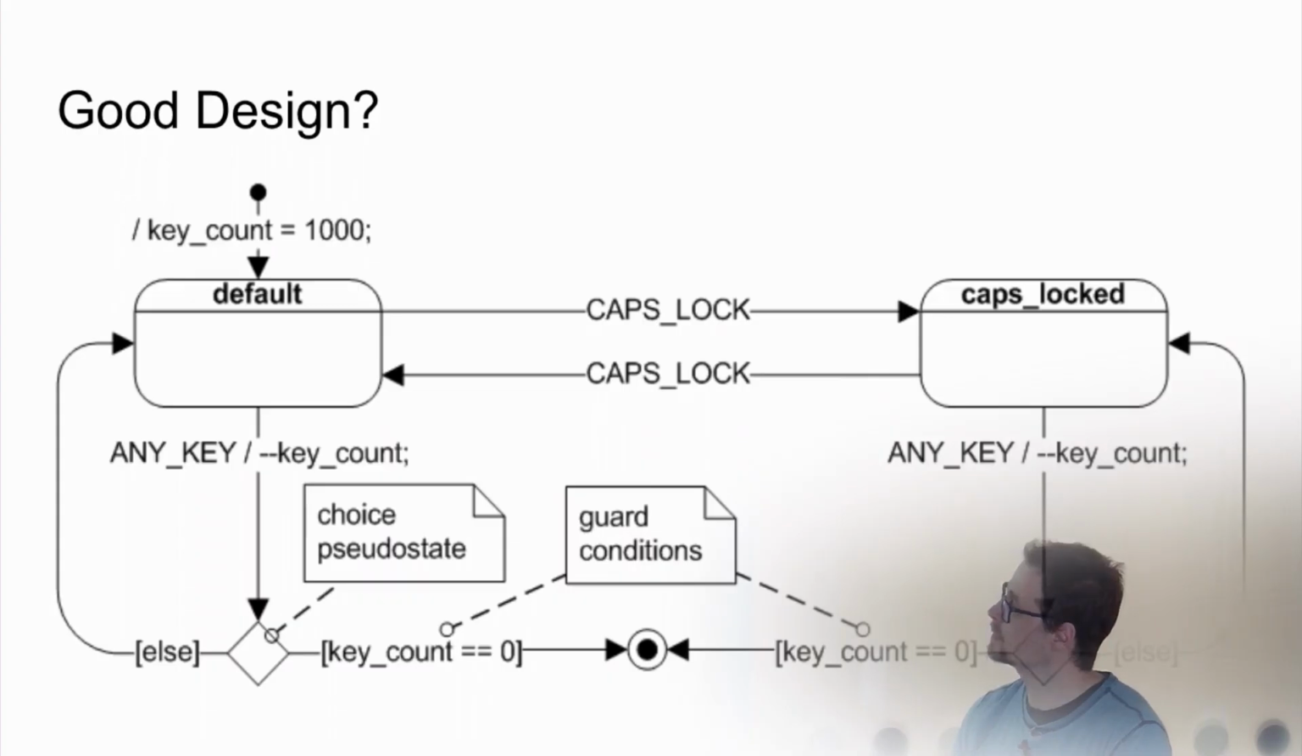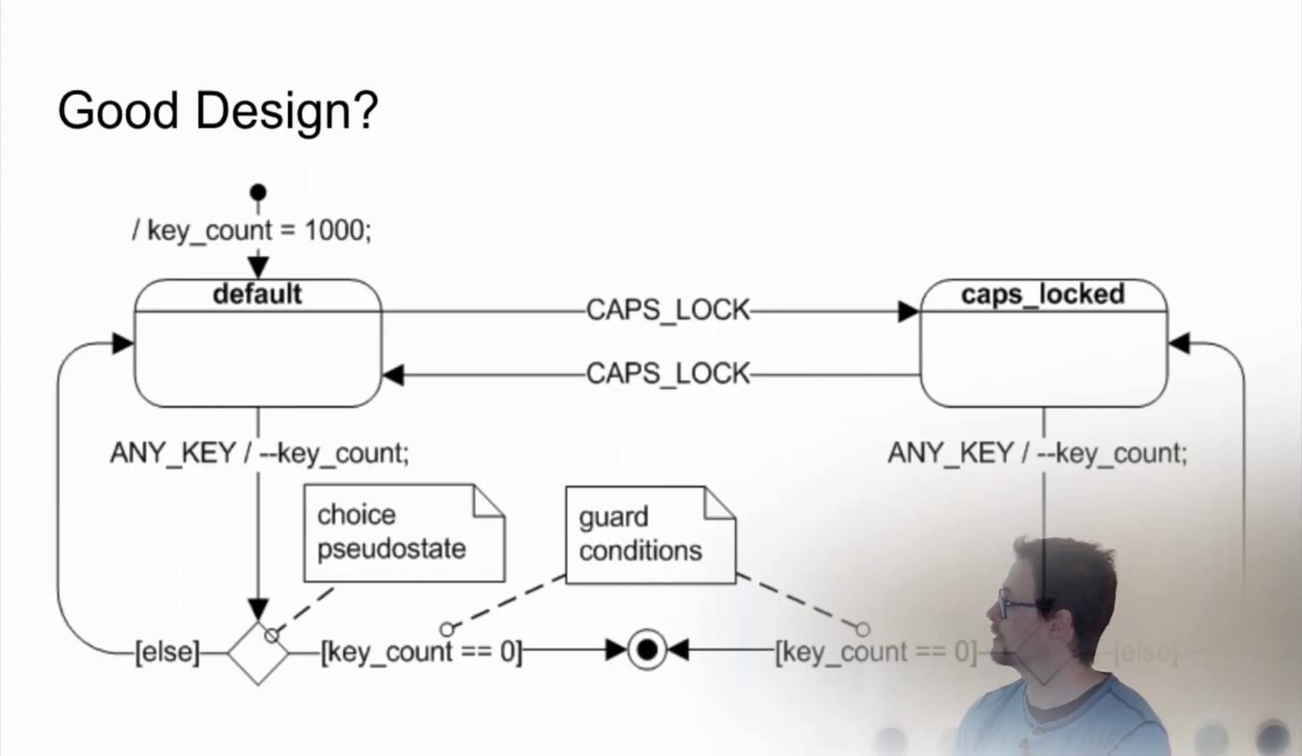So basically what happens is we start and we initialize something. We have an action key count equals 1000. So we set the key count to 1000. We go into the default state. We can move between the default and the caps locked state by using the caps lock event. So basically if you push it once, you go into the caps lock. If you push it again, you go back to the default. So we can move between these two states.